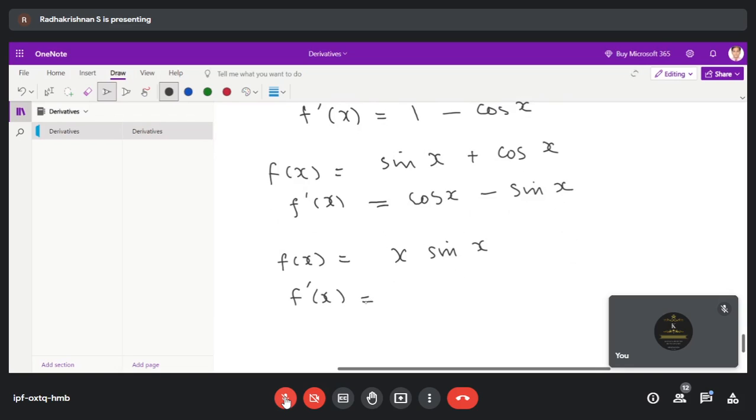Here, x cos x. Yeah, u into v, the product rule. First you keep x, that u, and then differentiate v. x into what is the differentiation of sin x? Cos x. Plus second, keep sin x as it is. First differentiate x. What will come on differentiating x? 1. That's all. x into cos x plus sin x into 1.